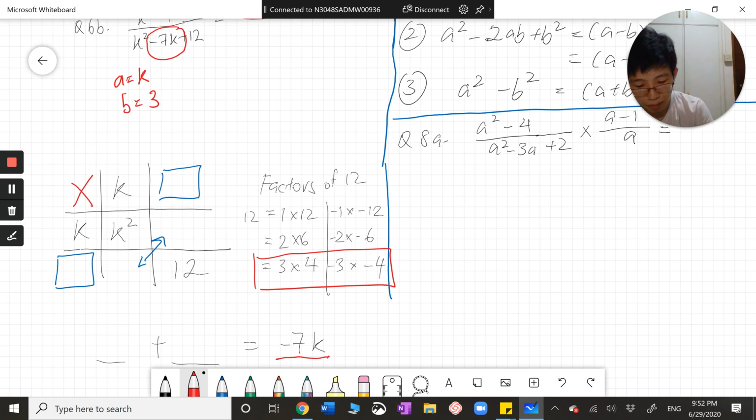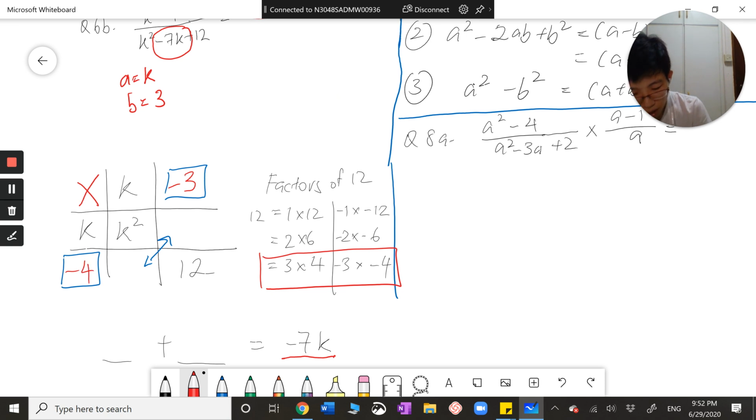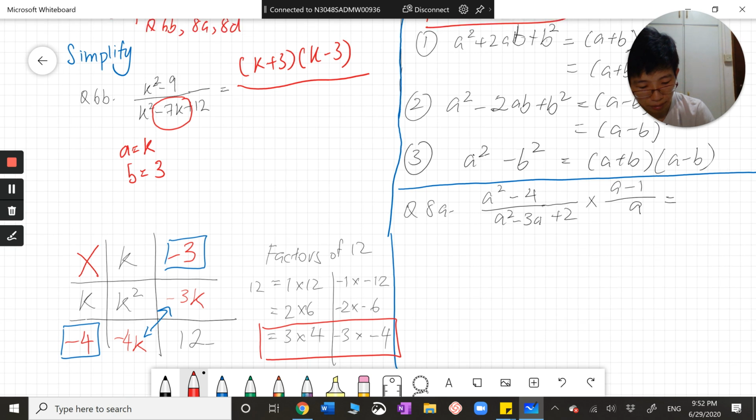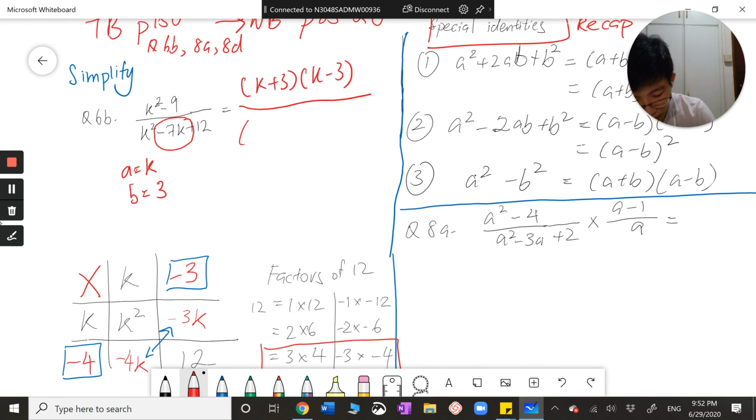negative 3, negative 4. So negative 4 times k gives me negative 4k. Negative 3 times k will give me negative 3k. So when I add them up, it'll give me negative 7k. So I have written the right factors down. Now this one is just part 1 only. So my factors will be k minus 4 times k minus 3.